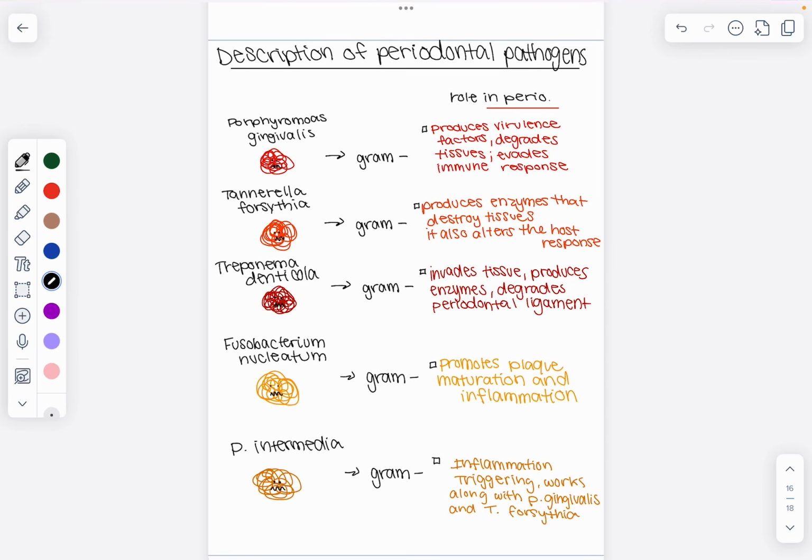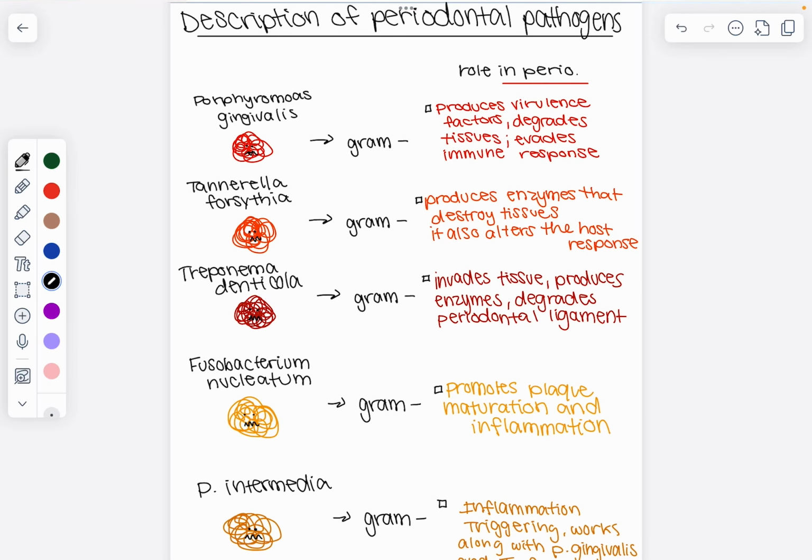Description of periodontal pathogens. P. gingivalis is a gram-negative pathogen, and its role in perio is that it produces virulence factors, degrades tissue, and evades the immune response. T. forsythia is gram-negative, produces enzymes that destroy tissues, but also alerts the host response. T. denticola is gram-negative, invades the tissue, produces enzymes, and degrades the periodontal ligament. These are all red in the chart, so these are heavily influencing perio.